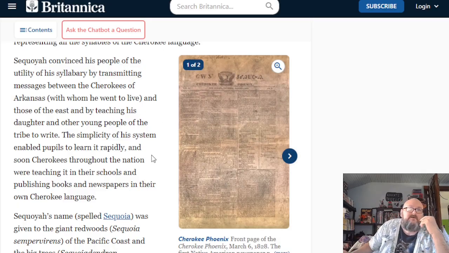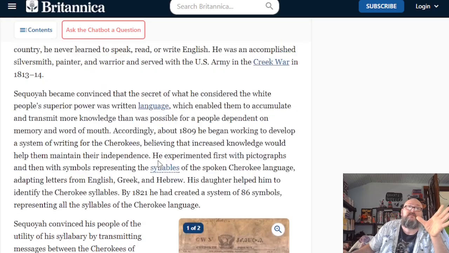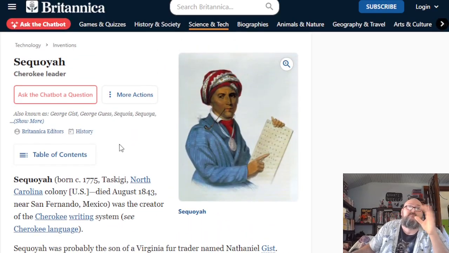Sequoyah's name, spelled Sequoyah, was given to the giant redwood trees out west on the Pacific coast and of the Sierra Nevada range. So yeah, you think of the giant redwood trees, and big sequoia trees. Yeah, that's where the name comes from. Word comes from Sequoyah.